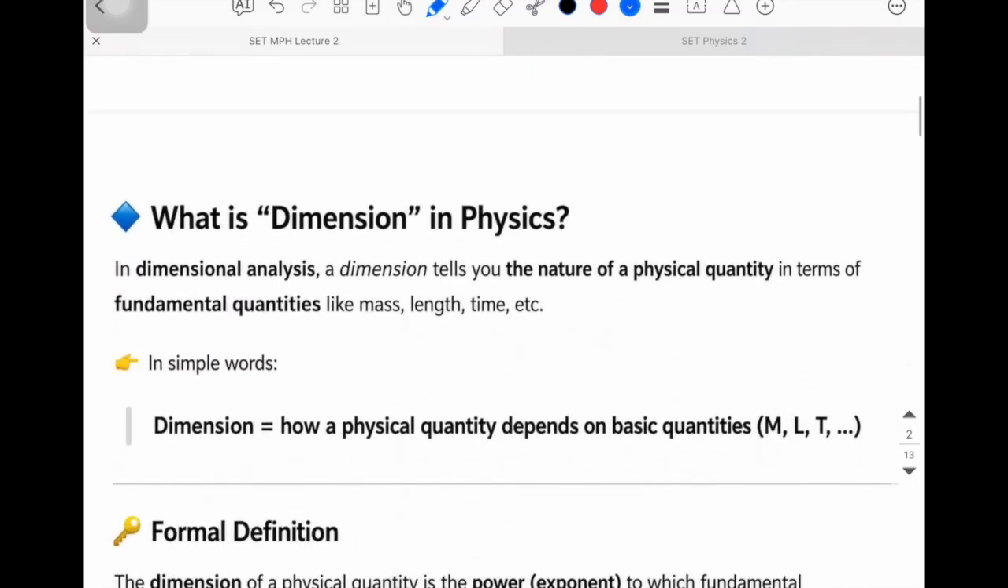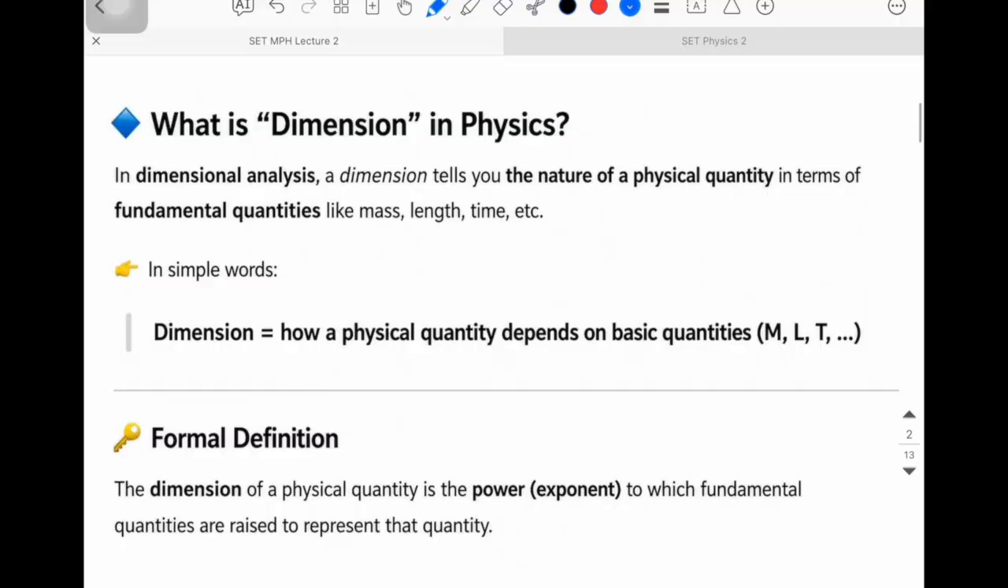Based on this, what do we actually mean by dimension? In dimensional analysis, a dimension tells you the nature of a physical quantity in terms of fundamental quantities like mass, length, time, etc. That is, it tells how a physical quantity depends on mass, length, time, and other fundamental quantities.